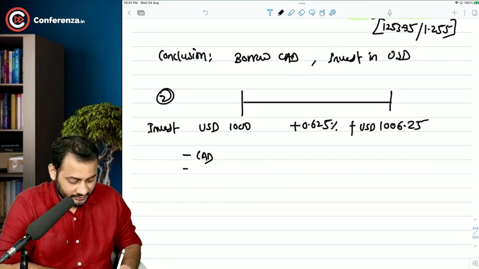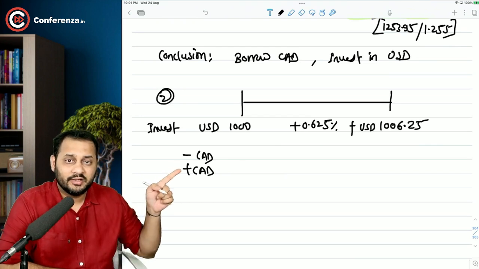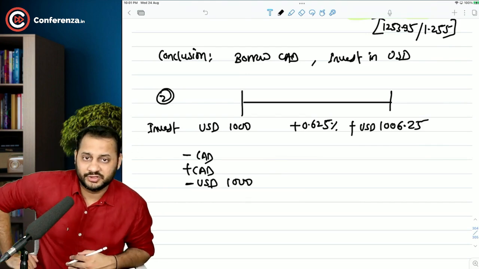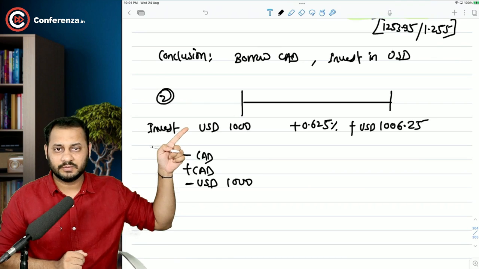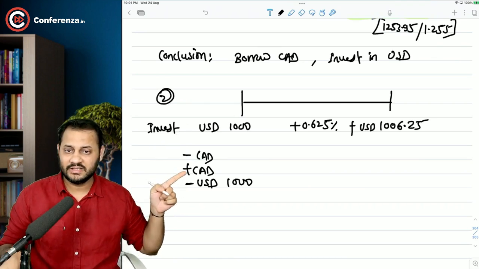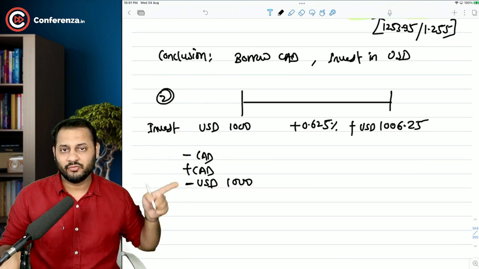In order to invest this, we will have to first buy the Canadian dollar. And how many Canadian dollars should be purchased? You will have to pay 1000 USD equivalent to this. So by selling US dollar 1000, you will receive some Canadian dollar, invest that. It should be equivalent, right?